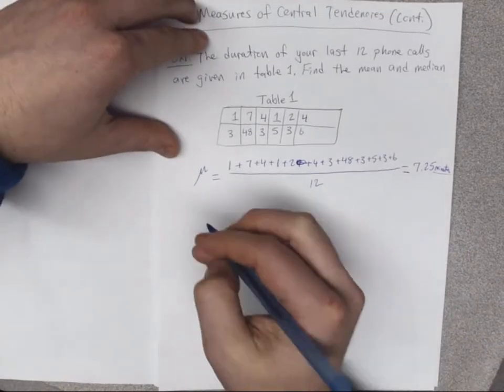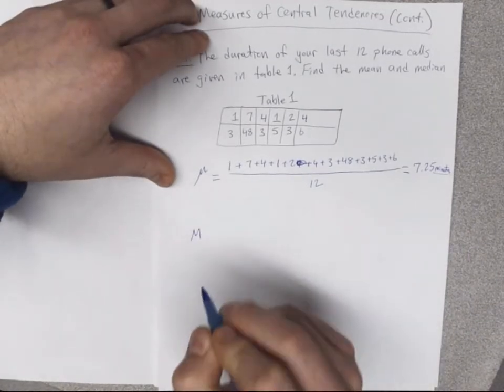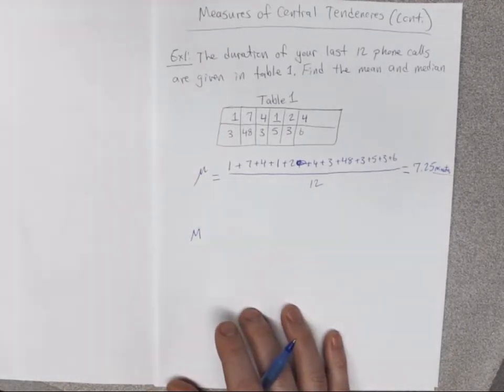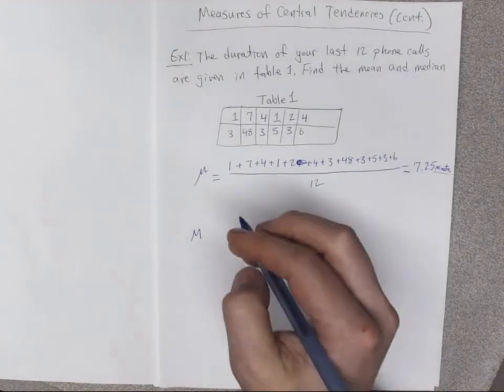It's 7.25 minutes. That is your mean call time. All right, now let's find M, the median. How do you find M, the median? Well, you have to arrange everything in ascending order.